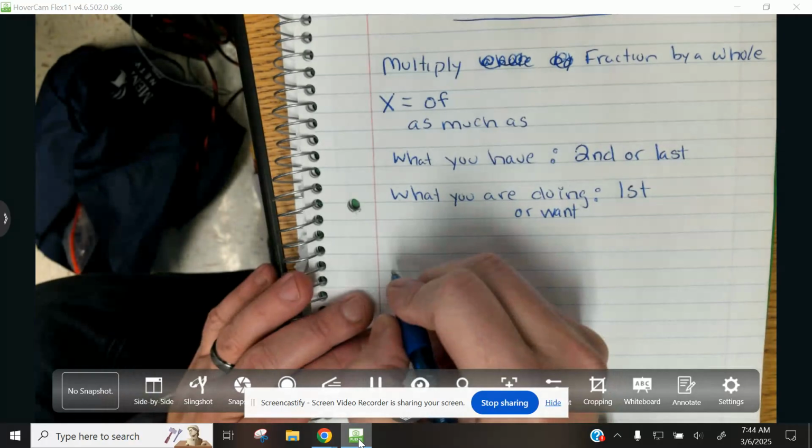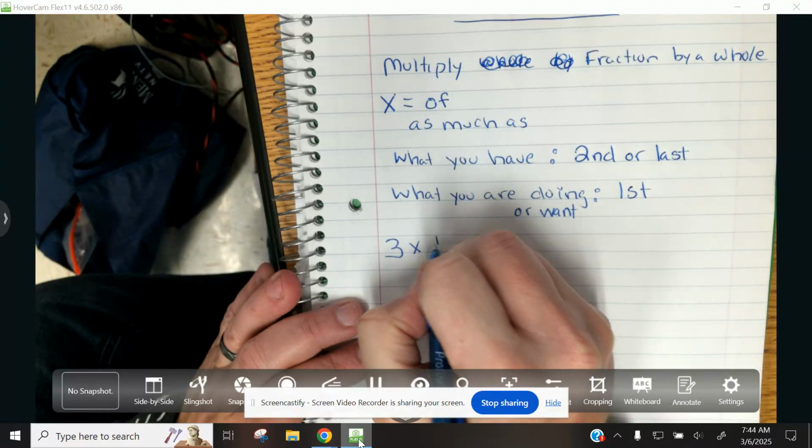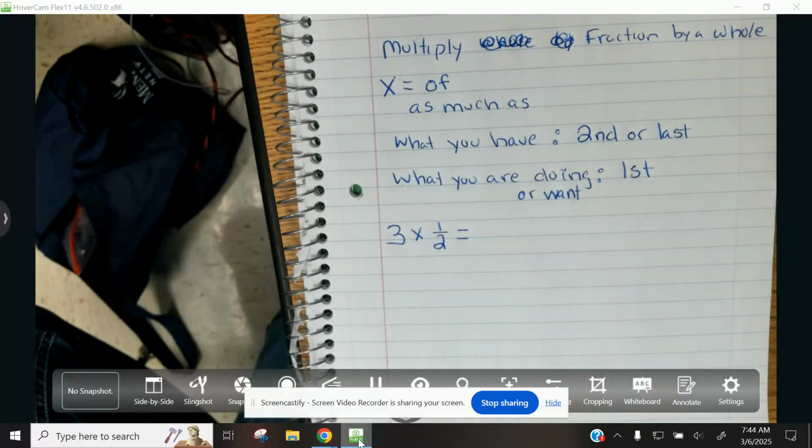Let's try a problem, and let's try 3 times 1/2. Go pretty easy. 3 times 1/2. Now, I don't want you to just see this problem and think 3 times 1/2 and try to solve it. I want you to understand what this problem is saying. I want this problem to talk to you. And the more you understand what's going on, the easier it's going to be down the road. And when we get to division, the less you're going to get this confused because you're used to slowing yourself down and thinking about it.